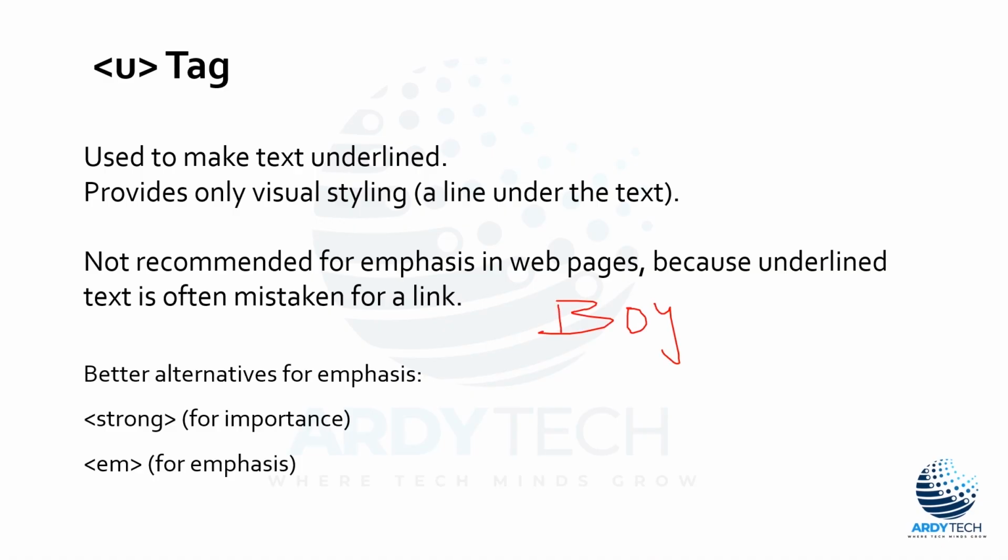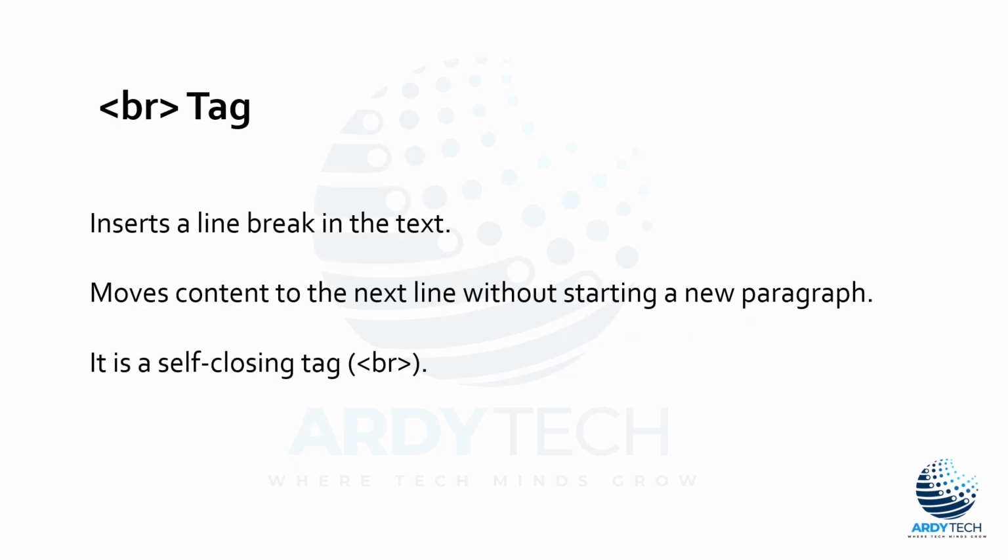If you use the U tag for this one, it can be mistaken to be called a link, which of course it is not a link. So this is why it's not often used. We also have the BR tag. Of course, the BR tag is essential. The reason being, it inserts a line break in your text.